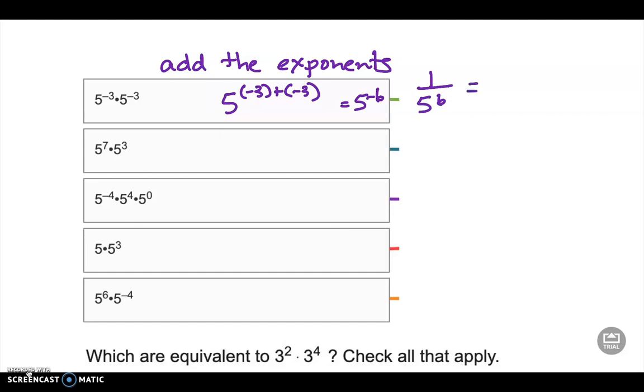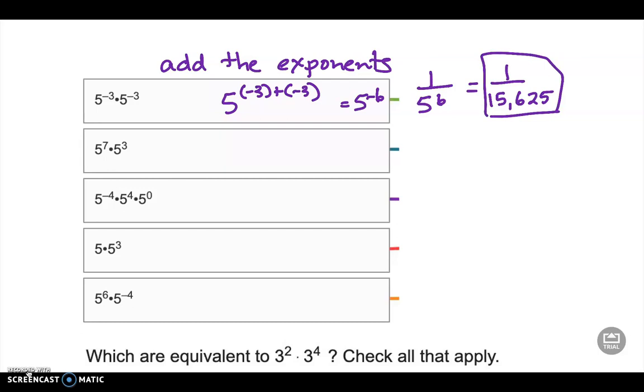And if we were to find the value of that, we would say 5 to the 6th is equal to 15,625, so that'd be 1 over 15,625. We don't always go all the way to this, but you can, that's the value.